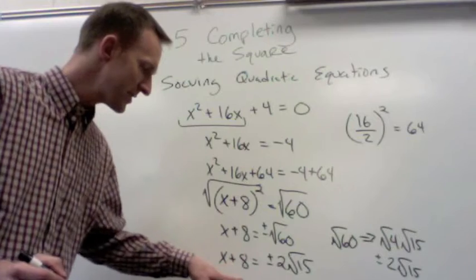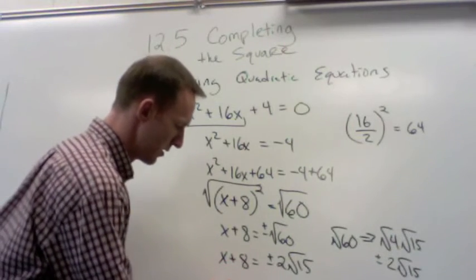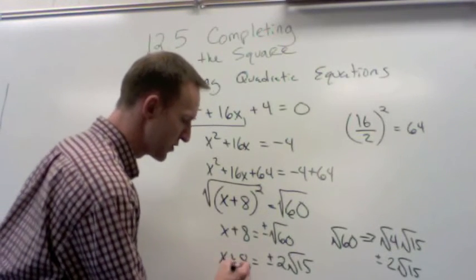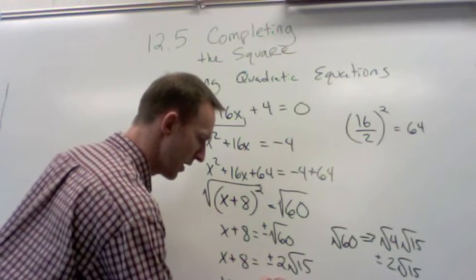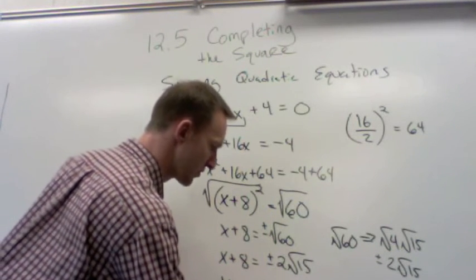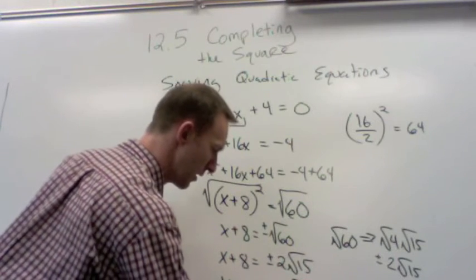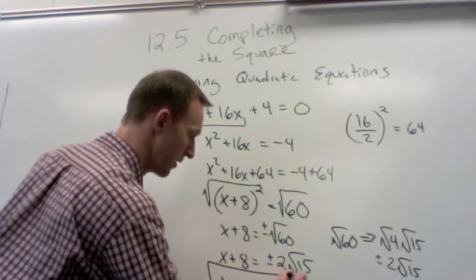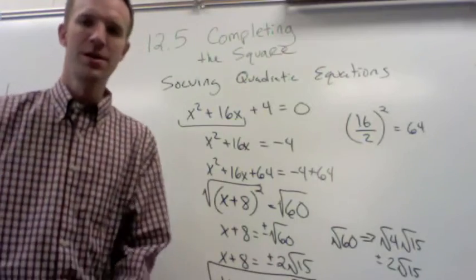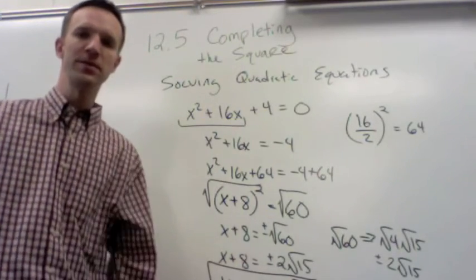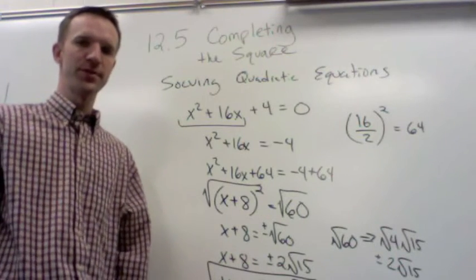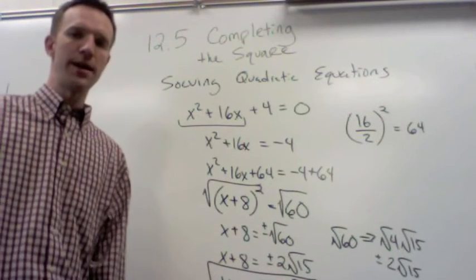And now I'm going to subtract 8 from this side so I can have x by itself. We always do this minus or plus 8 first. So negative 8 plus or minus 2 times the square root of 15. This becomes your final answer. You can leave it in radical form. You don't have to find decimals unless they ask you specifically for decimals. That's exactly what I want.